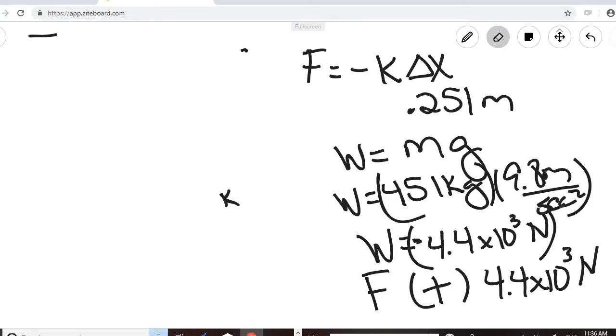Okay, so now we can look at our equation again. Now we know the force and we know the displacement, so we can determine K. So the restoring force F is 4.4 times 10 cubed newtons.